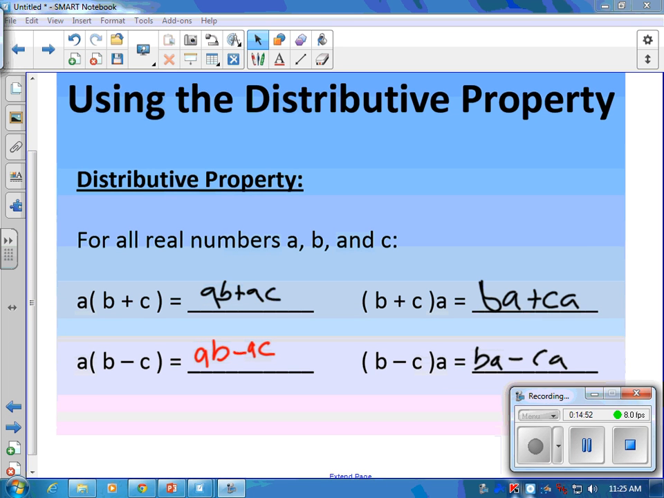Now, we also should know, in multiplication and addition, does order matter? Oh, no. Not in multiplication and addition. Multiplication and addition are commutative. So it doesn't matter what order I do them in.